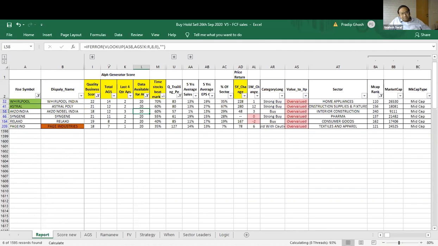So AGS is companies which beat the movement of Nifty most of the time. If we see column L, in the last 20 quarters, Whirlpool has actually beaten Nifty 14 times. So it's relative strength, right? It is relative strength. That's correct.